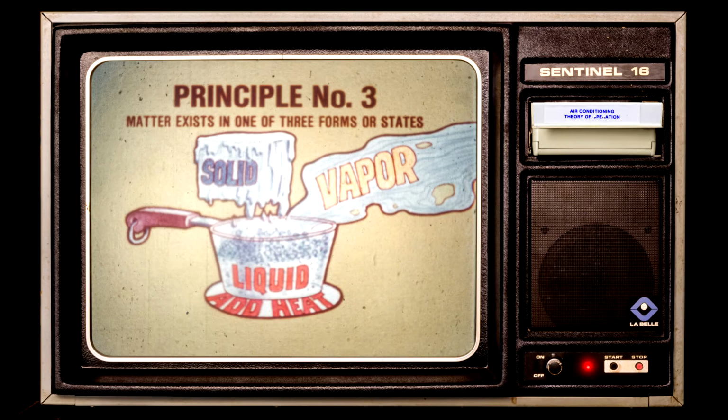Principle number 3. Everything in the universe is matter, which exists in one of 3 forms: solid, liquid, or vapor. You can change an object's form simply by removing or adding heat.